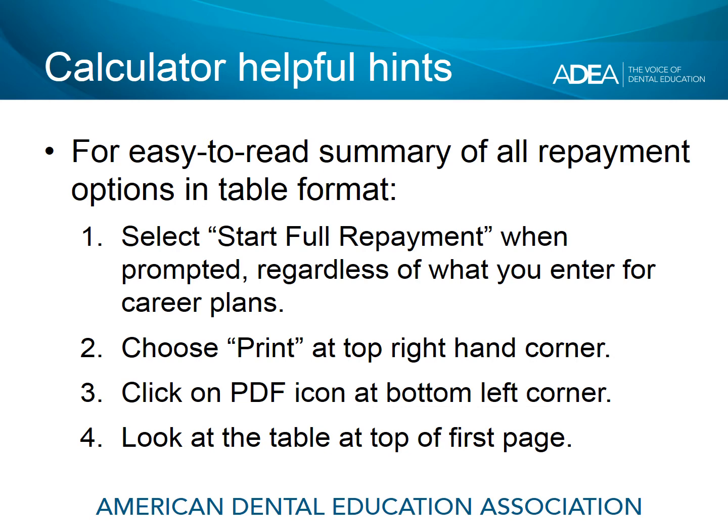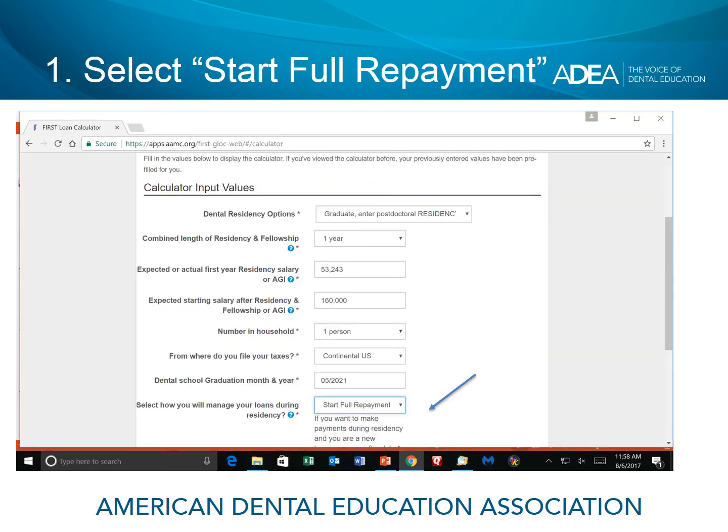You will then see in the bottom left-hand corner of the screen a PDF icon, and if you click on that, it will take you to a PDF that's fairly lengthy with lots of information about repayment. But on the very first page, at the very top of the first page, you will see a repayment summary that will give you all the repayment options in one place. Now here's what it would look like if you actually did that.